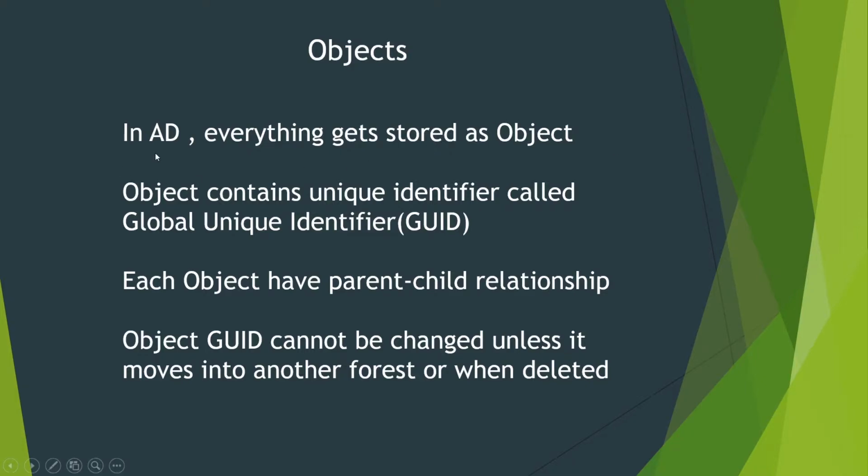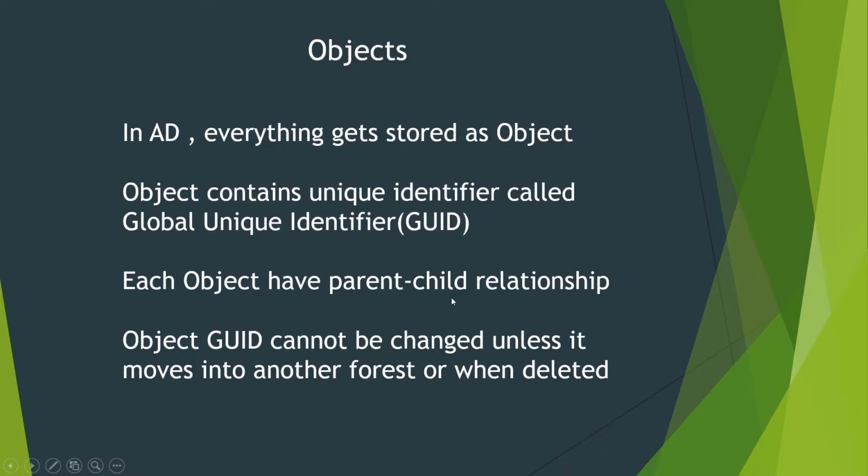So in Active Directory, everything gets stored as an object. An object contains a unique identifier called a globally unique identifier. In order to locate a particular resource on the network, you need to use this unique identifier, which describes the unique object. Suppose, say, a printer. If you want to find out where the printer is, you can grab this unique identifier and use that resource. So that's the use of this unique identifier.